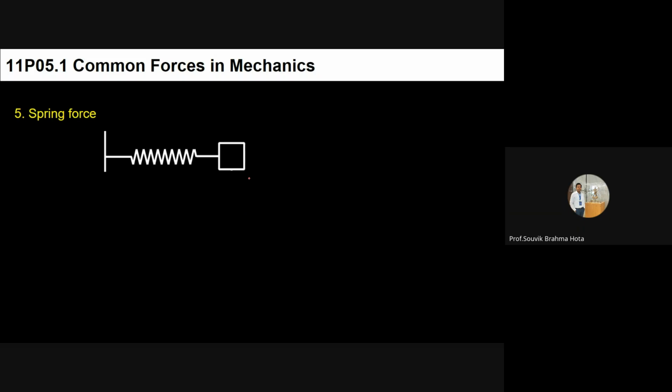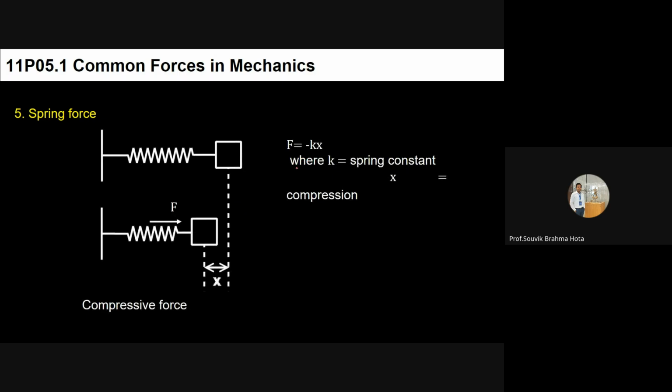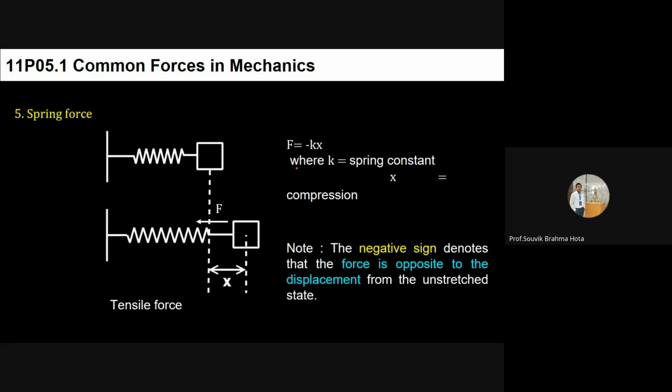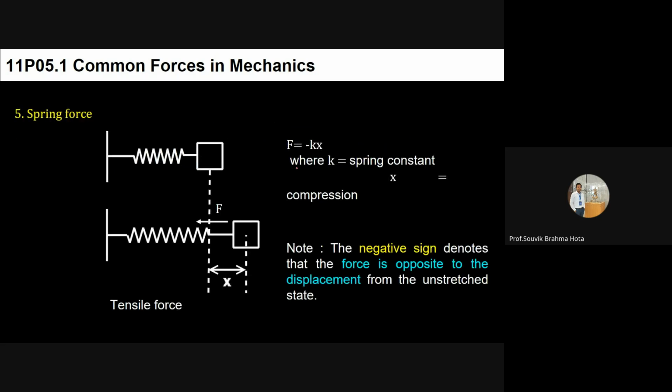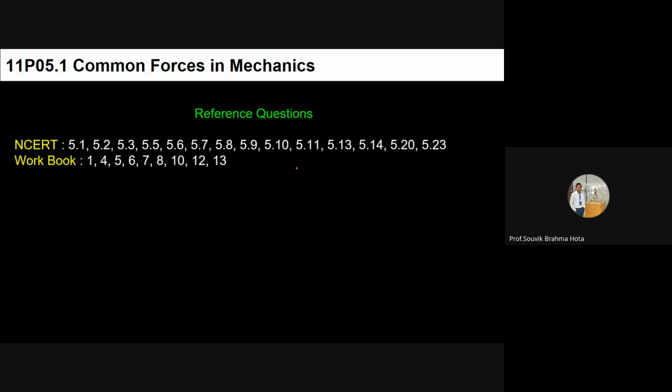Spring force is also there. If you pull this object, the spring has a force, spring force F, which is equal to minus k into x, where k is the spring constant and x is the compression or extension. The negative sign denotes that the force is opposite to the displacement from the unstretched state. Okay, so these are all the important topics to be done.